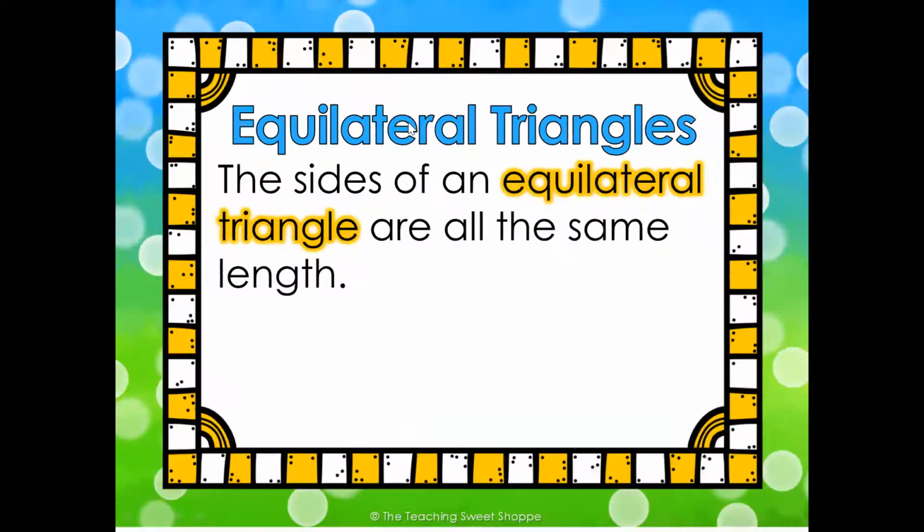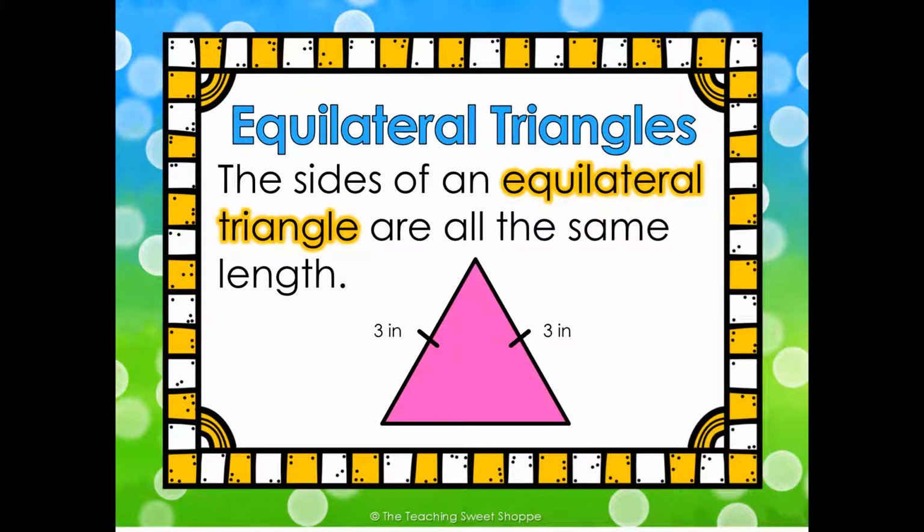All right, so equilateral triangles, the sides of an equilateral triangle are all the same. So when we think of an equilateral triangle, I want you to think of the word equal, because all of the lengths of the sides are going to be the same. They are going to be equal. Again, as we're going through this, if you need to pause it to take notes to write down, please feel free to do so.